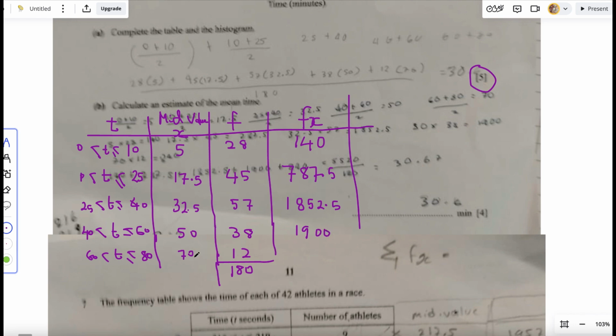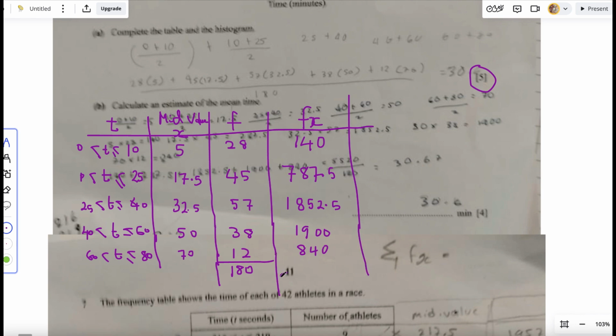Yeah, then the next one, 70 times 12, 8400, right? Because 7 times 12 is 84. Then you add 10. That's 840. The next thing to do is to find the sum, what we call sigma f of x.